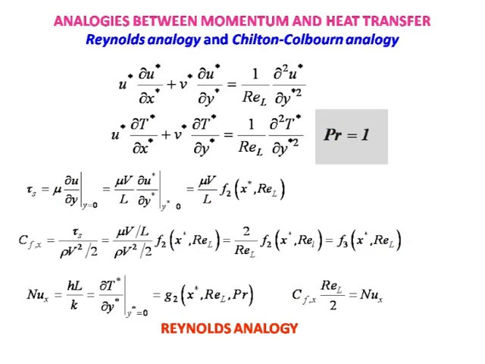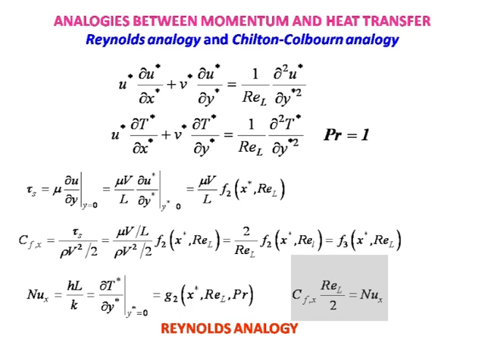I am not saying, bear in mind, students come back and ask, is velocity distribution, temperature distribution the same? No. The non-dimensional velocity distribution and the non-dimensional temperature profile are the same, are identical, because boundary conditions are identical and the governing equation is identical, assuming Pr equal to 1 and dp/dx equal to 0. This thing is called Reynolds analogy.